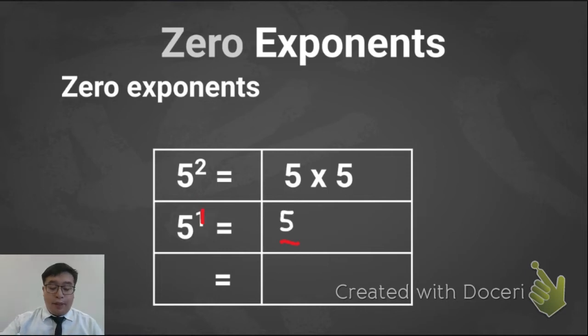How do I move up the table? How do I go from the first power to the second power? Notice how the only difference is this times 5. So moving up, I'm multiplying by 5.